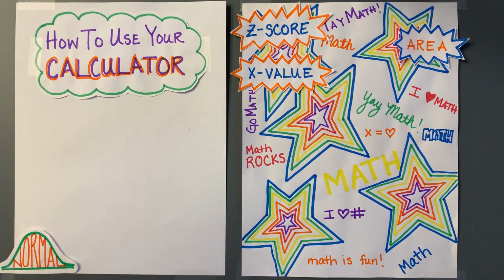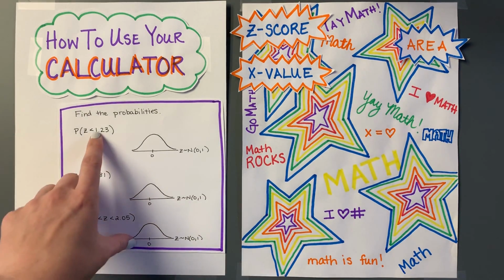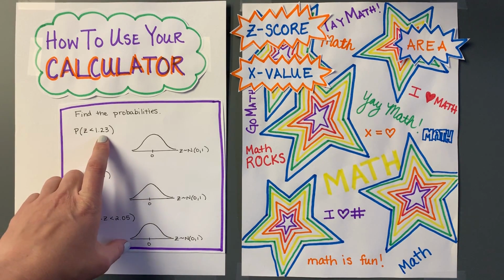Hi, welcome back. In this video, I'm going to start to look at a few actual examples of how to use our calculator when working with the normal distribution. So we're going to start off with this example, find the probabilities, and we are given a probability statement. Find the probability that z is less than 1.23.